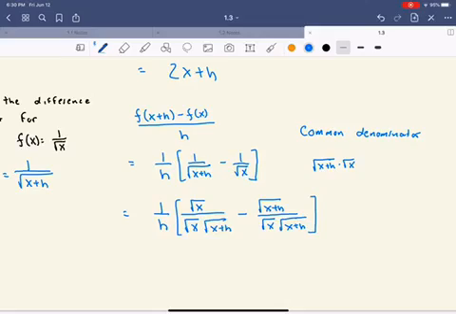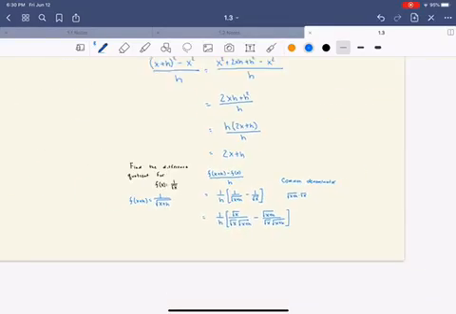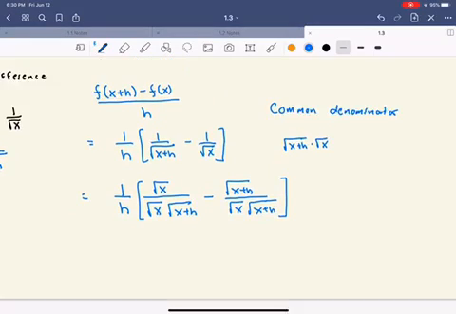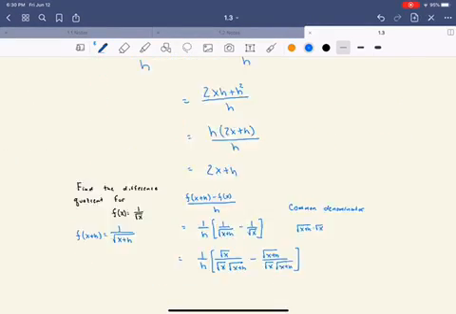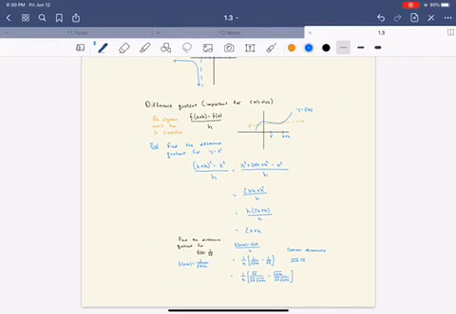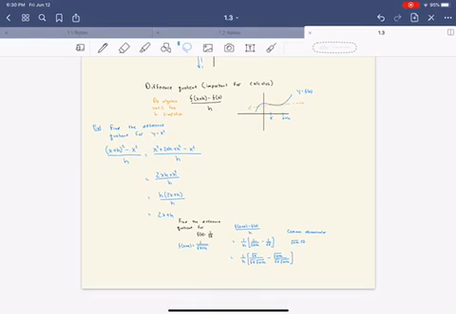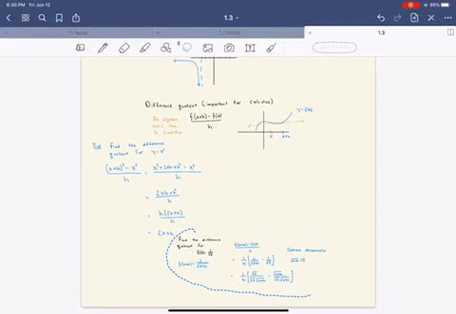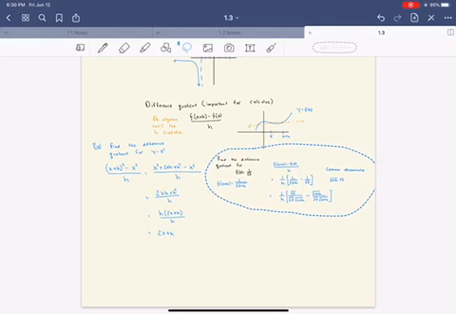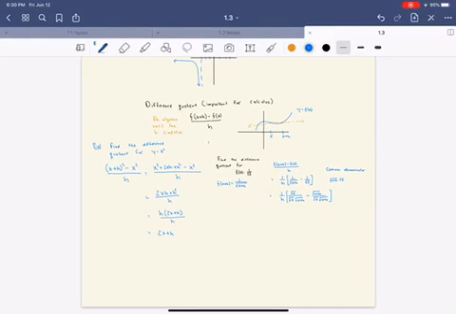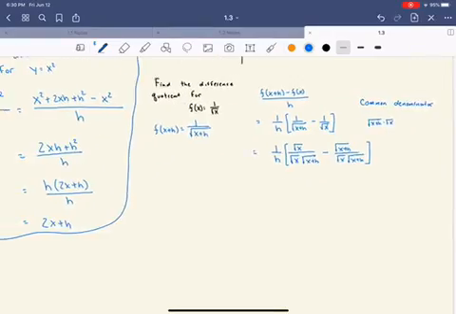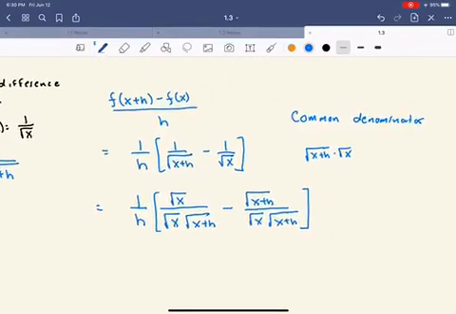Okay, running out of space. That's not good. I can make space though. That's one of the things I like about teaching like this, is I can make space if I need to. All right, made some space for us.